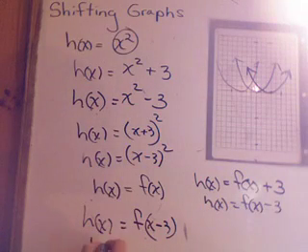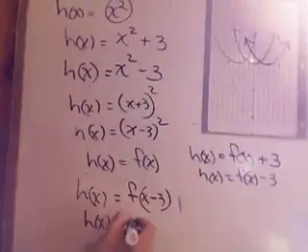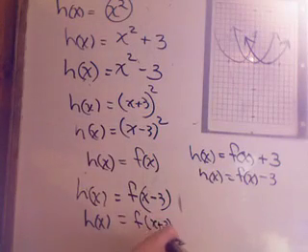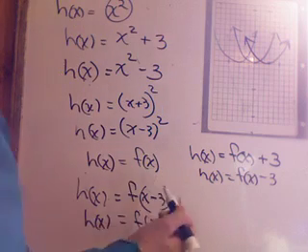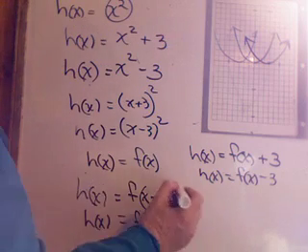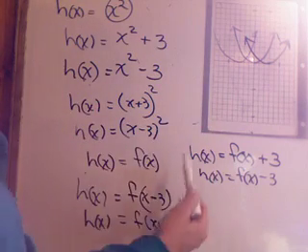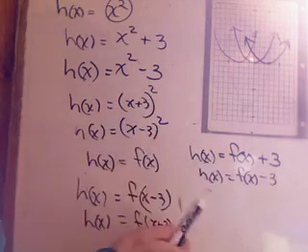When I do h of x equals, we're running out of space here. Let me just tip that down a little. Equals f of x plus 3. That will move it along the x-axis in the minus direction. So what you need to be able to understand is which one of these functions moves your graph along the x-axis and which one moves it along the y-axis.